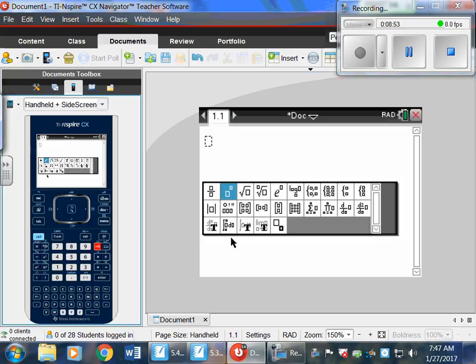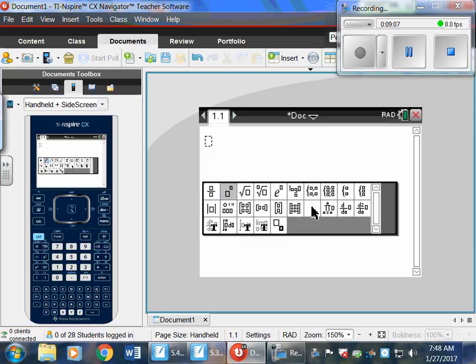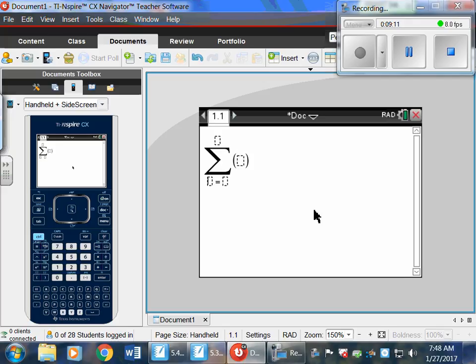All right, so if you look right over here in the middle, this is what I'm looking for. Okay, so let's open that. And there we go. There's our sigma notation. Now you can make your index anything you want. So let's go according to what we're going to use.